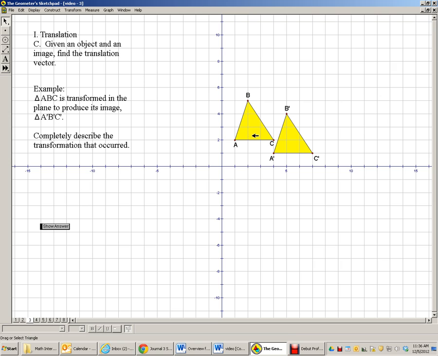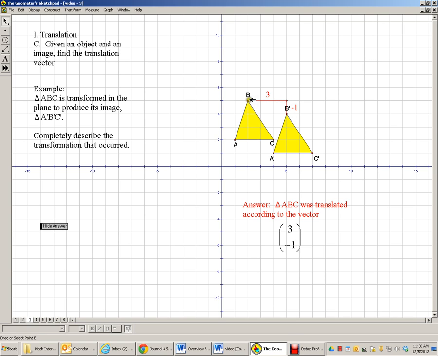Well, hopefully you can see that this has been a translation, right? The original triangle simply moved. It didn't flip, it didn't turn, it didn't change sizes, it just moved somewhere else. And specifically, I can see that the triangle basically moved 3 to the right and 1 down.